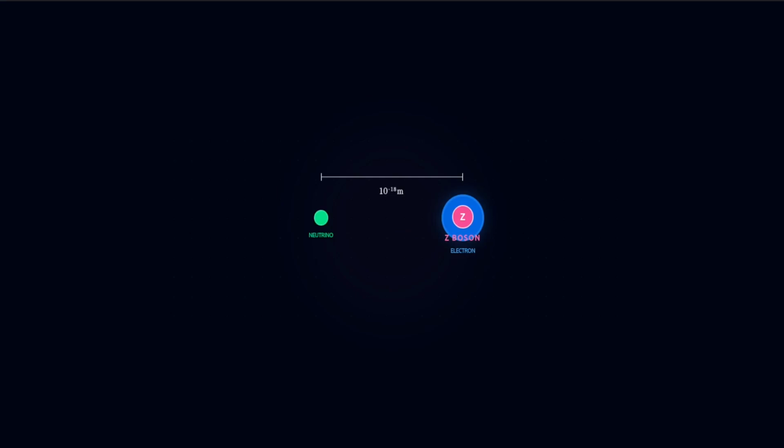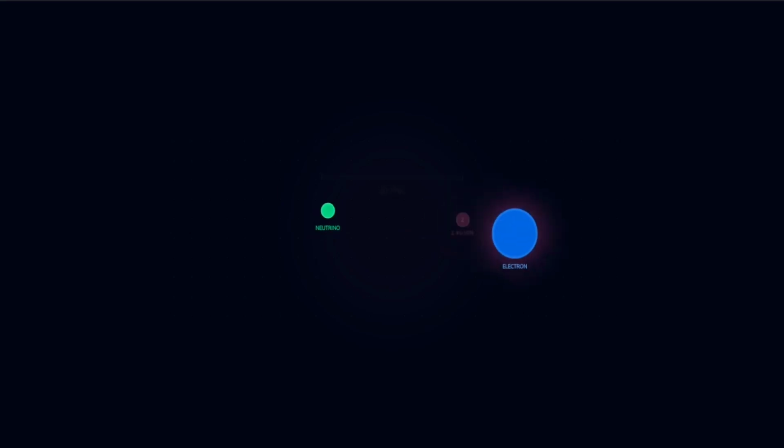The Z boson carries a specific amount of momentum and energy from the neutrino to the electron. After absorbing the Z boson, the electron gains kinetic energy and starts moving. In plain words, the electron is pushed by the neutrino.